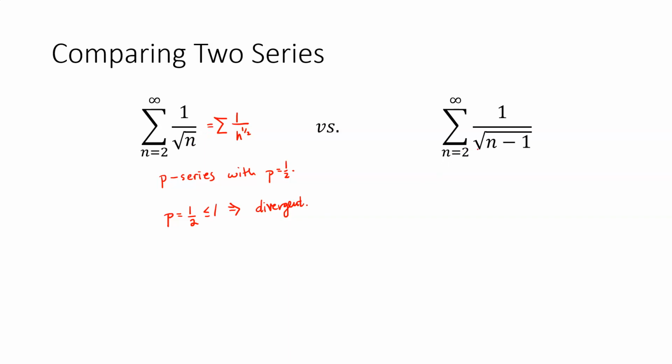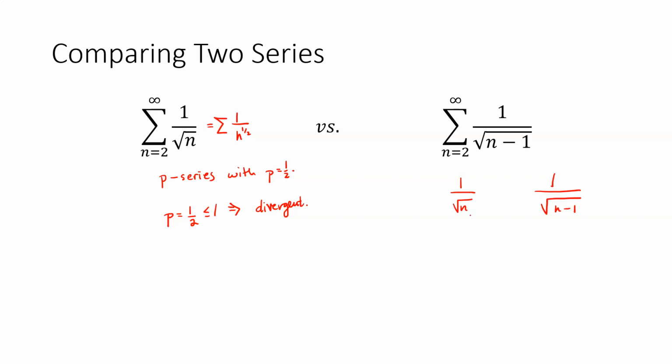And the question is, well, what about this one that looks very similar to it, 1 over the square root of n minus 1? It's not quite the same, but because it resembles this other p-series, let's see how these two terms would compare. So again, let's compare the terms of 1 over the square root of n with the terms of 1 over the square root of n minus 1.